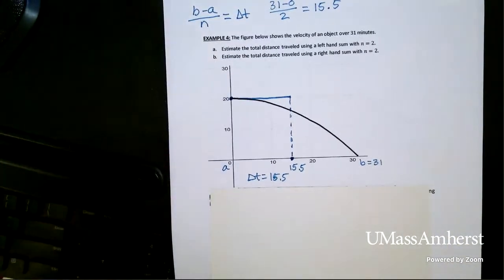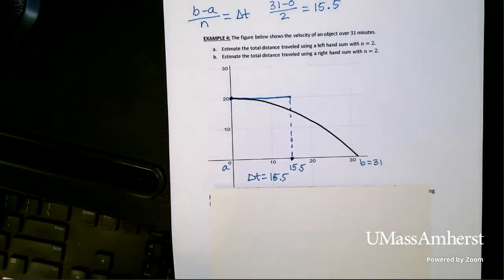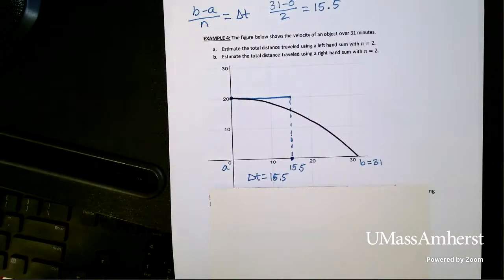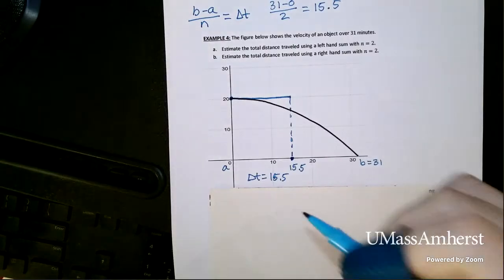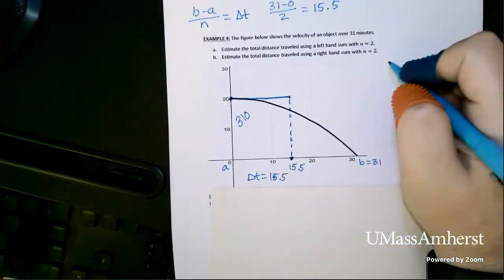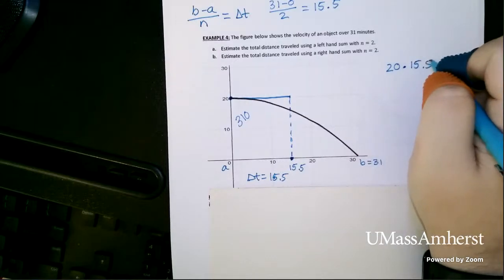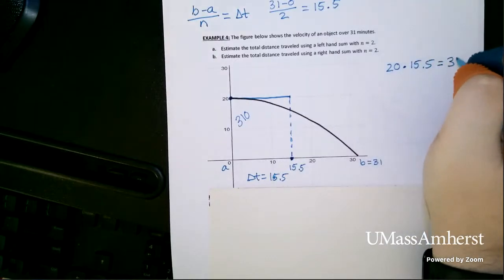And if I'm thinking about the area, remember we're going to be adding up the different areas, I'm going to need to multiply the height by the width. So I'm going to do 20 times 15.5, and this is going to give me an area of 310. So again, 20 times 15.5 is 310.